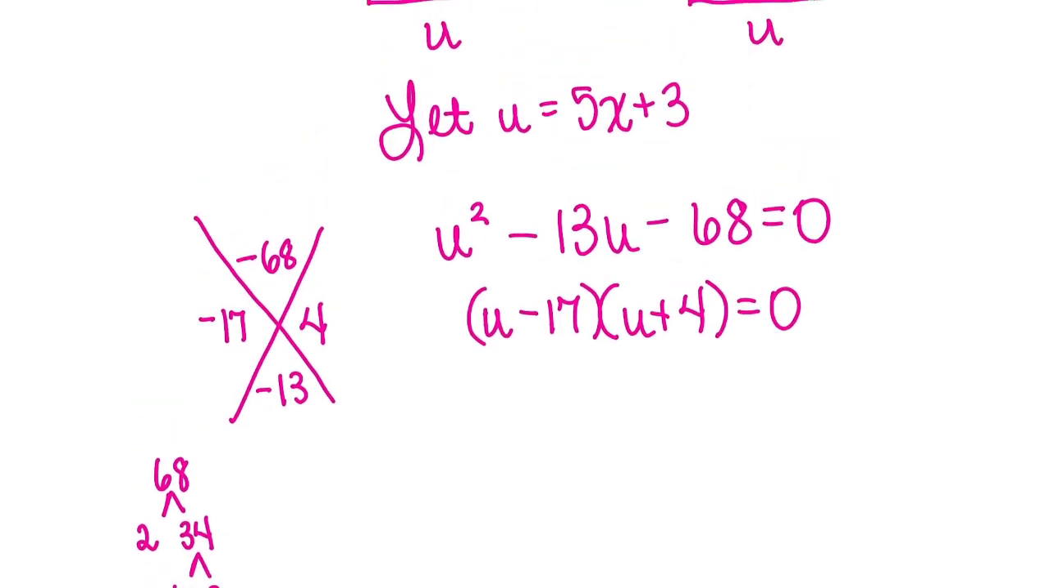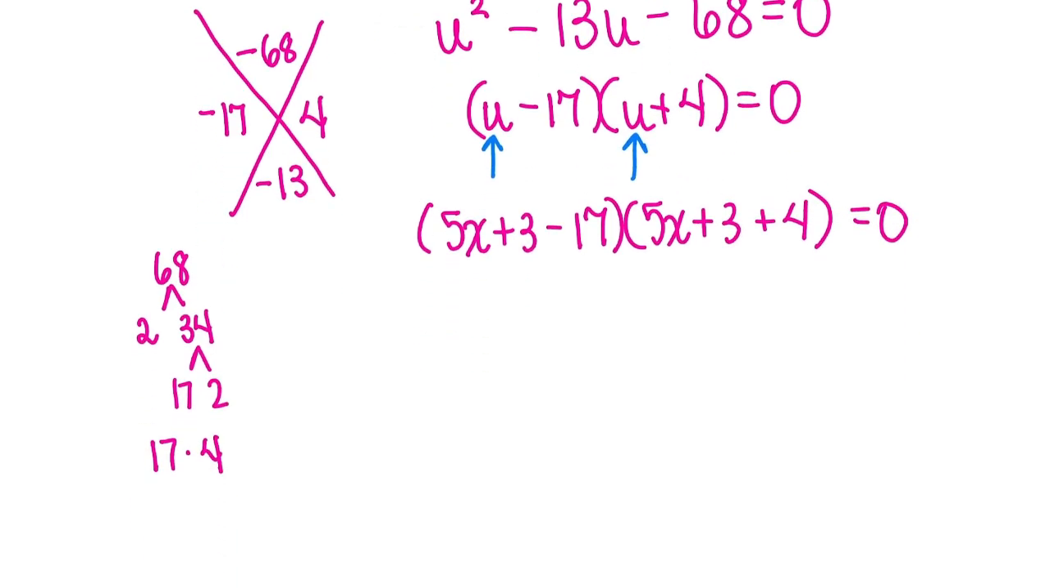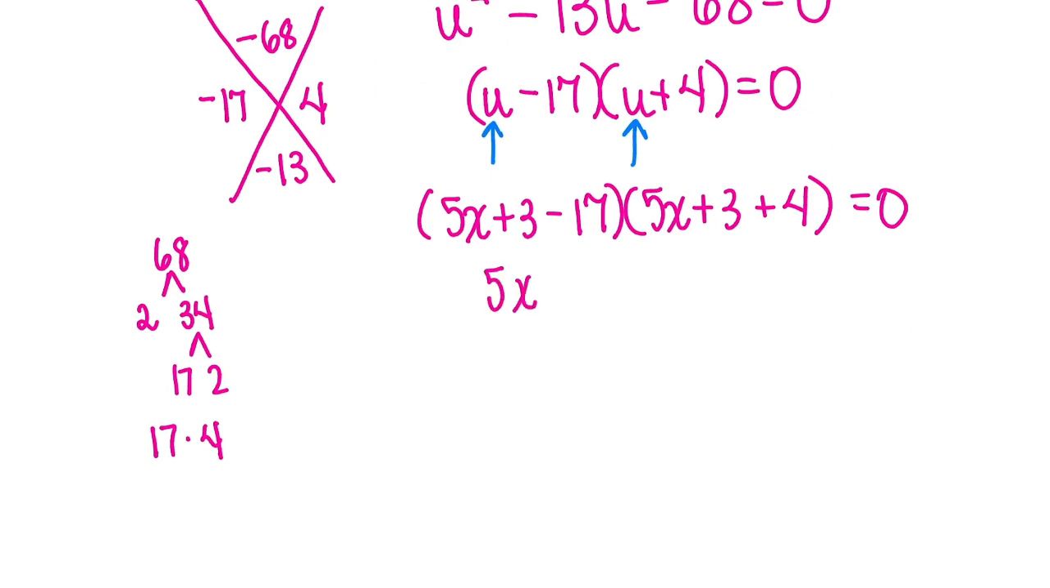Now that we have successfully factored this, we can go ahead and rewrite our 5x plus 3 everywhere that there is a u. So we're going to do 5x plus 3 minus 17 and 5x plus 3 plus 4. Combining like terms will give us 5x minus 14 and 5x plus 7 equals 0.